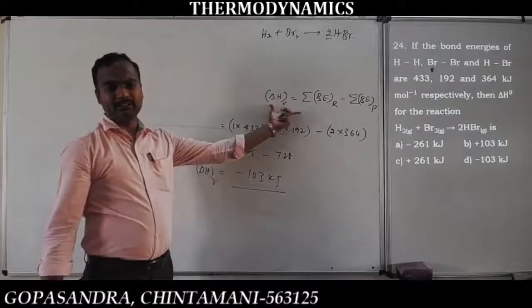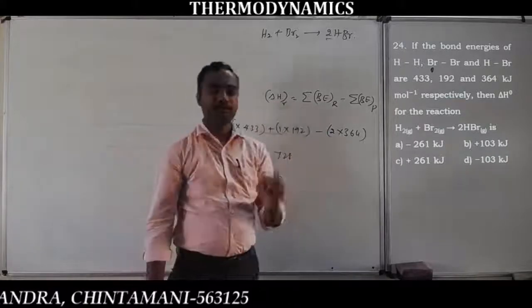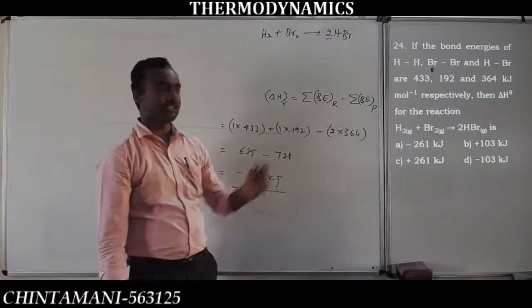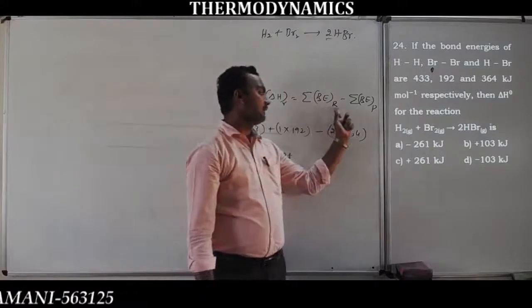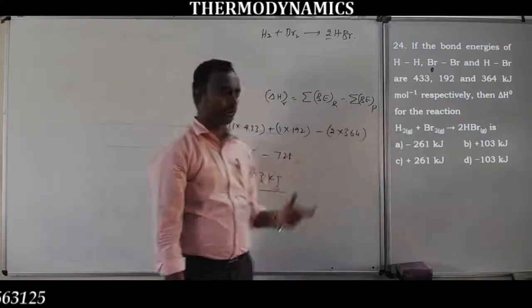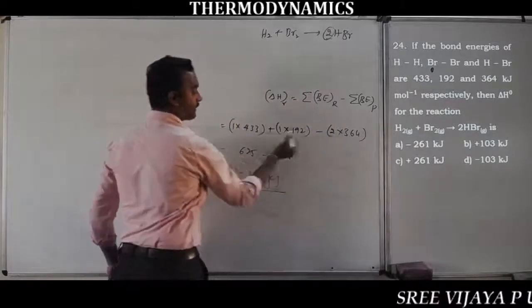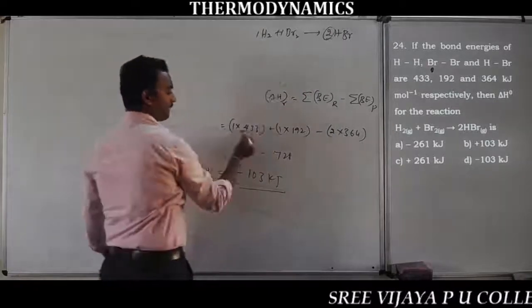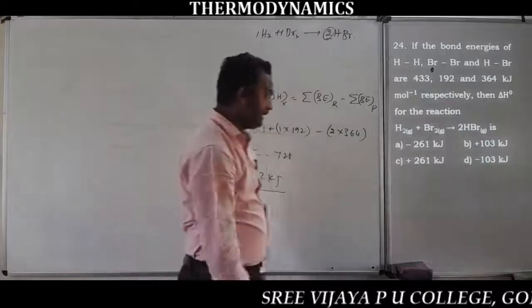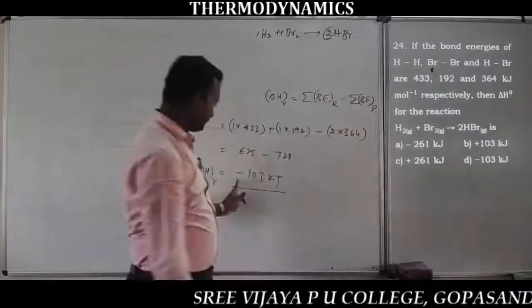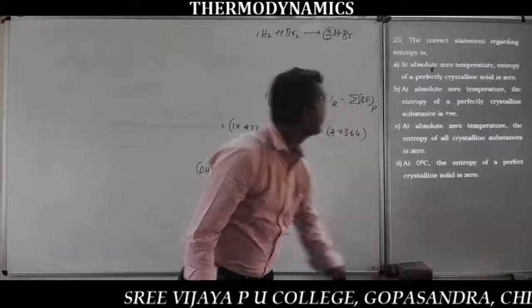It's a simple formula. Delta H of the reaction can be calculated using the bond energies of reactants and products: summation of bond energy of reactants minus summation of bond energy of products. Don't forget to account for the number of moles. Here it is 1 mole, 1 mole, and the product is 2 moles. So option D is the correct answer, minus 103 kilojoule.